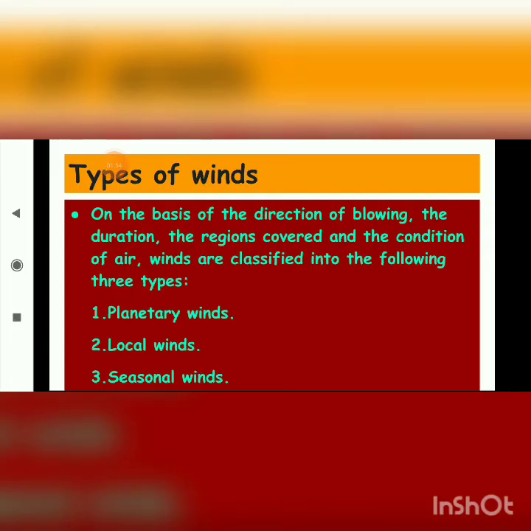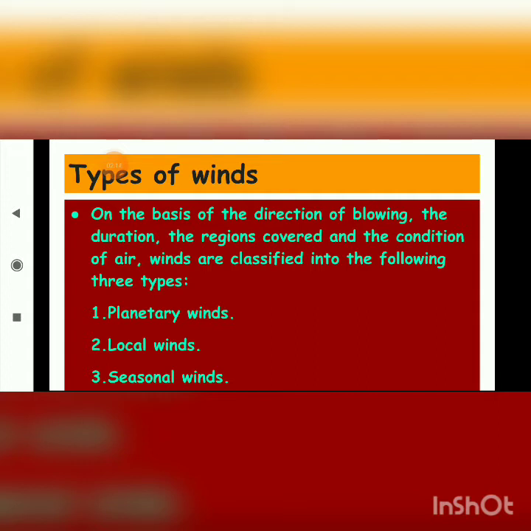Now the topic which we will be learning, students, is called types of winds. Winds also have types. On the basis of the direction of blowing, the duration, the regions covered and the condition of air, winds are classified into the following three types.